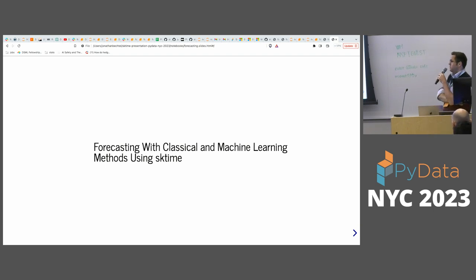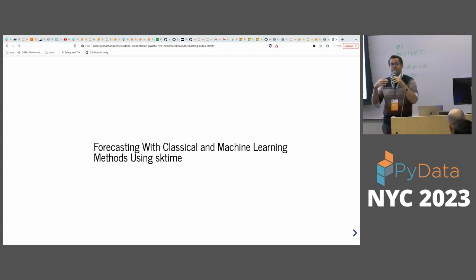But the purpose of this talk is to really go through, from an educational perspective, how to combine statistical and machine learning methods for forecasting, which is, I think, an interesting problem if anyone's familiar with the space. And then also introduce anyone who's not familiar with it to the actual SKTime package, and how it makes these workflows a lot more simplified and easier to use.